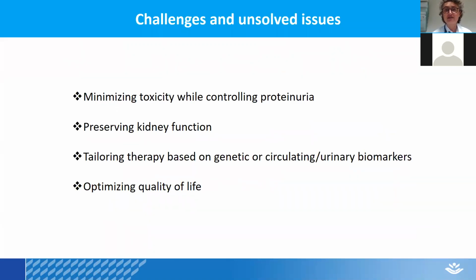The challenges and unsolved issues: how to minimize toxicity and at the same time control proteinuria, how to preserve kidney function, of course, that's the end objective of all of this, how to tailor therapy based on a deep knowledge of the genetic and the circulating and the urinary biomarkers of each patient to say, okay, in this specific patient, this is where the problem is. And so I'm going to try to fix it at that level so that I'm sure that I'm going to be effective. And ultimately optimizing quality of life.